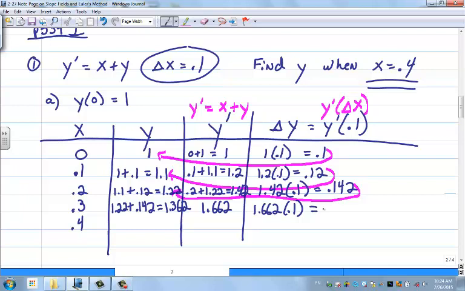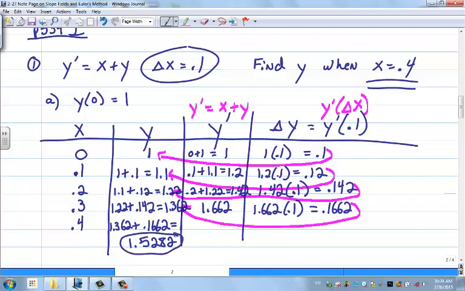All right, so when we multiply that by 0.1, we get 0.1662. And then we're going to take that and add it to the 1.362 from the step before. So we say 1.362 plus 0.1662, and we get an answer of 1.5282.